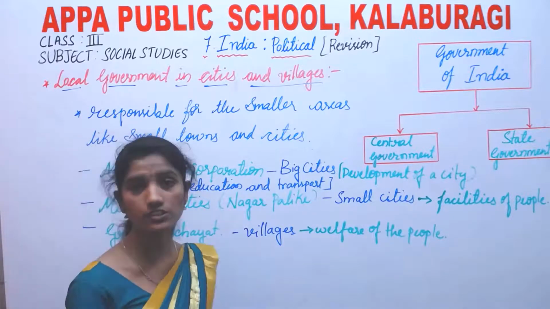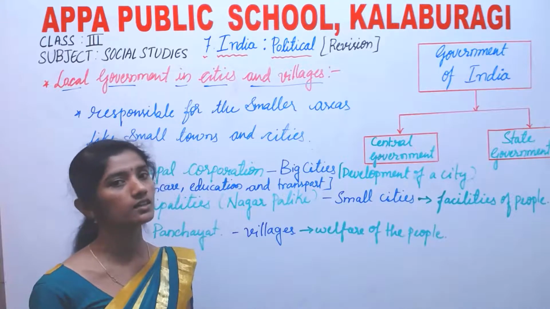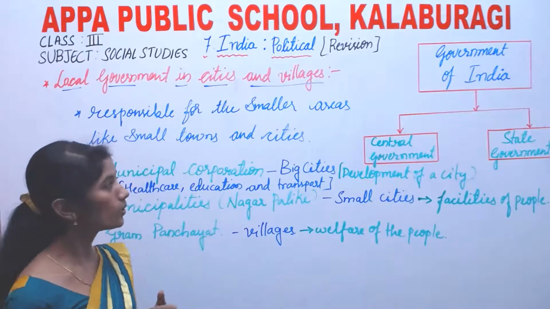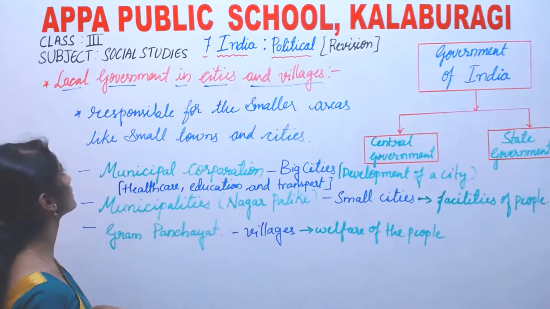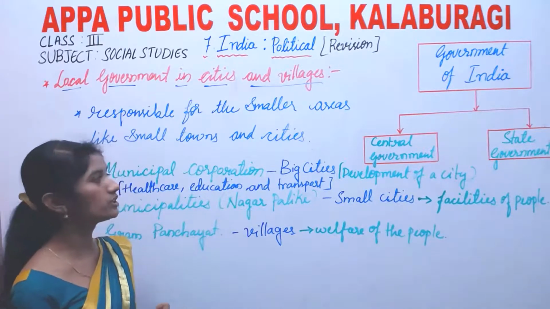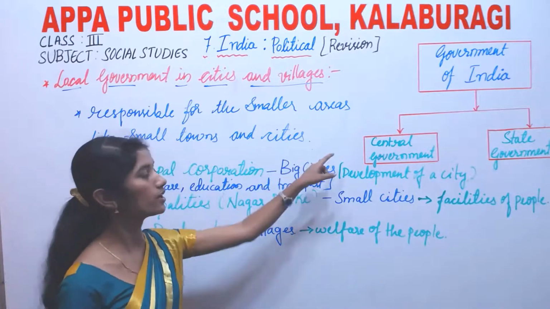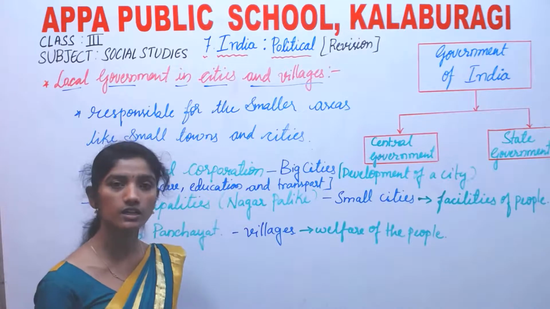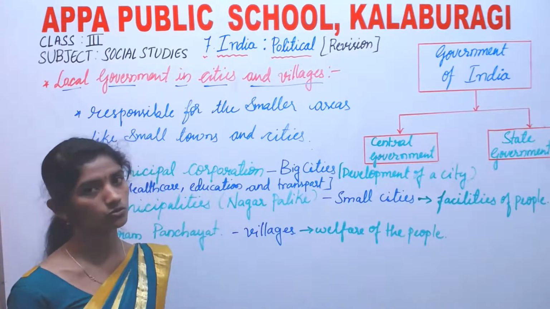In today's class, what had we discussed? Government of India. What is the meaning of government? The group of people that is responsible for managing the matters of a country or a state. The government of India has two main levels. One is central government, another one is state government. In the central government, who are the most important persons? President and Prime Minister. And in the state government, Chief Minister and the Governor. These two are the most important persons in the state government.